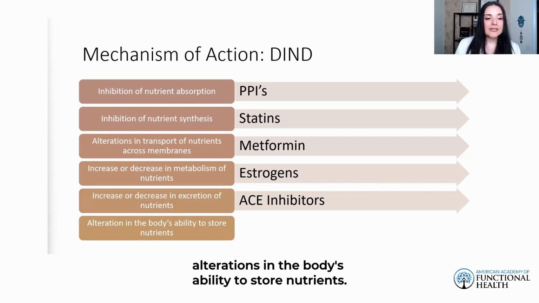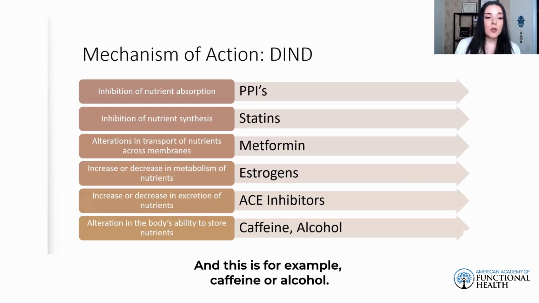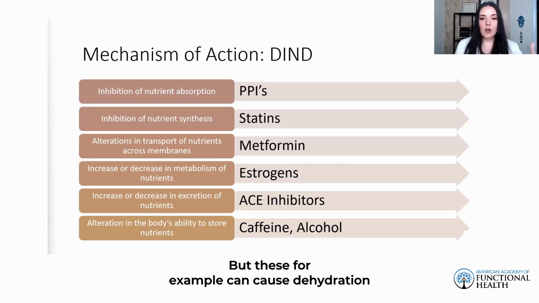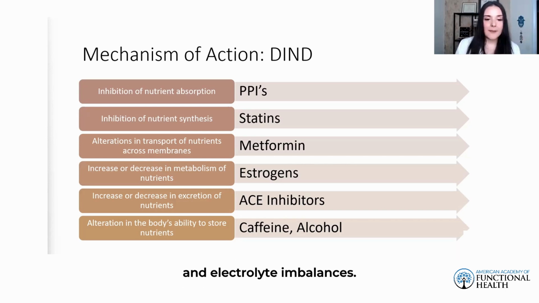Alterations in the body's ability to store nutrients. And this is, for example, caffeine or alcohol. And yes, I consider those drugs because they impact physiological changes. But these, for example, can cause dehydration and electrolyte imbalances.